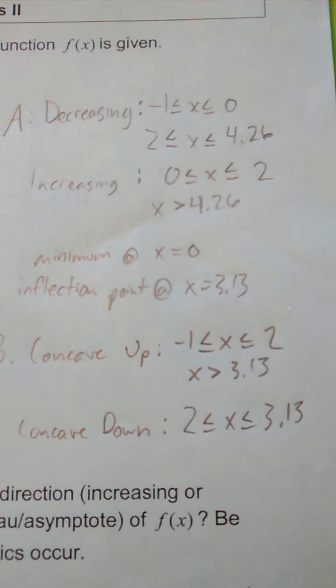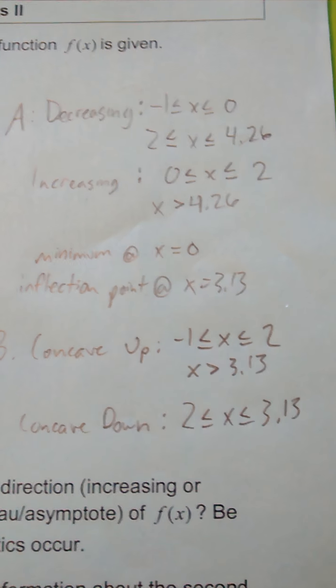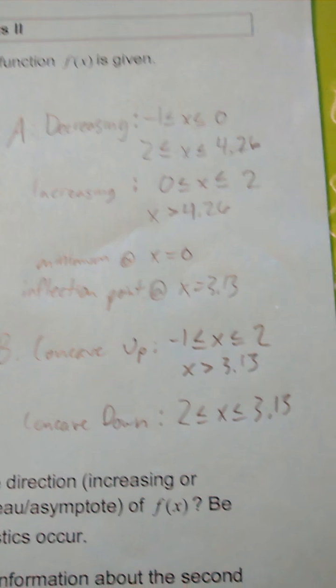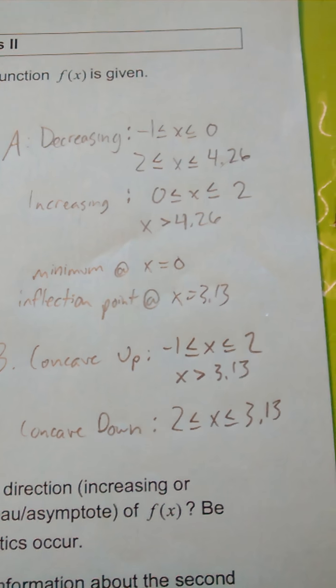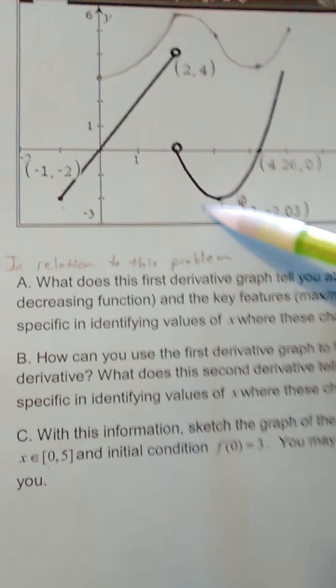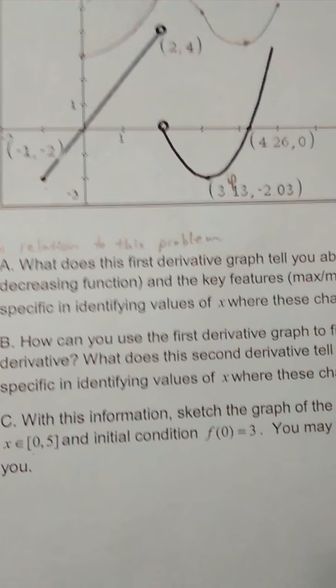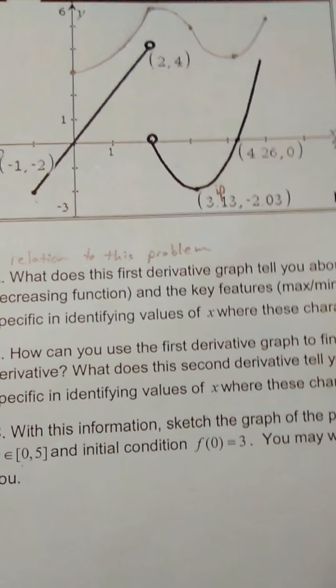So we can basically determine that the function f of x will be decreasing at x values between -1 and 0, and also at x values between 2 and 4.26. This is because at these values, -1 to 0 and 2 to 4.26, the derivative is negative, so the parent function will be decreasing at these points.